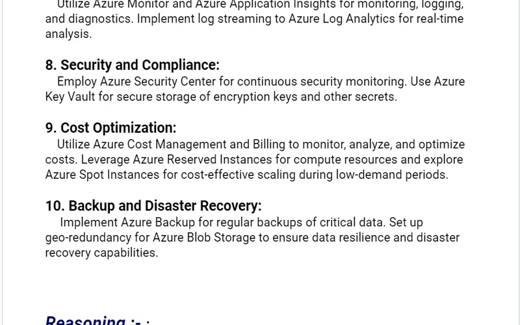Our last solution, the tenth solution, is backup and disaster recovery. Implement Azure Backup for regular backups of critical data. Set up geo-redundancy for Azure Blob Storage to ensure data resilience and disaster recovery capabilities.